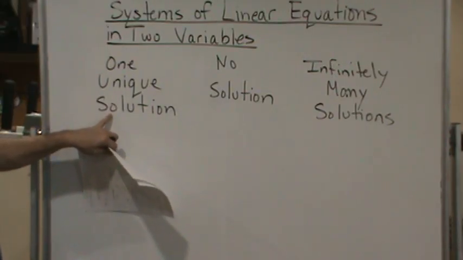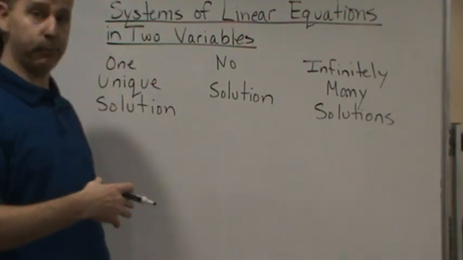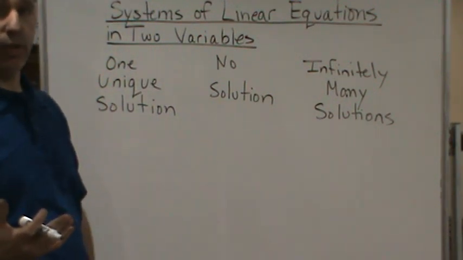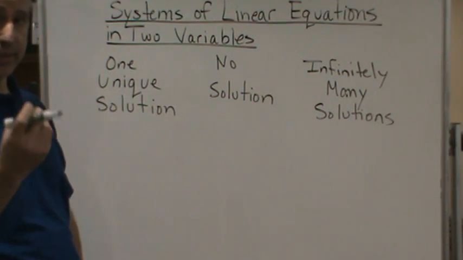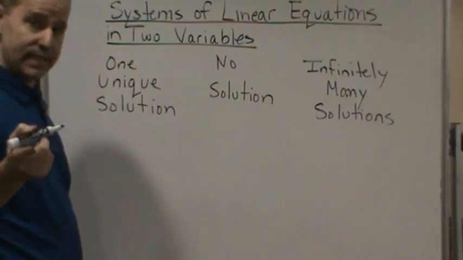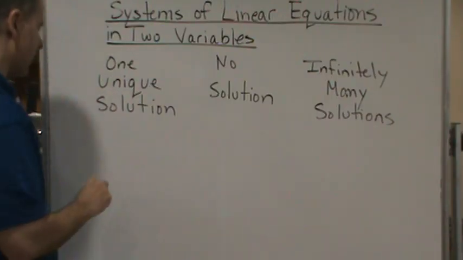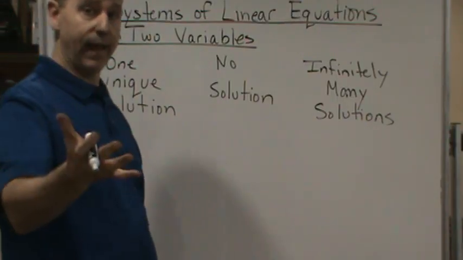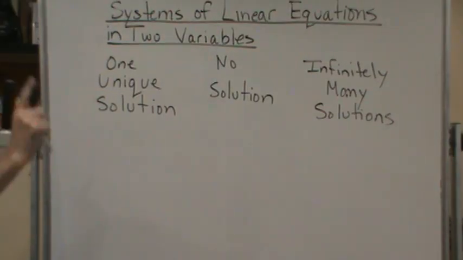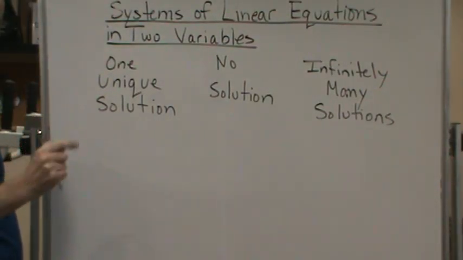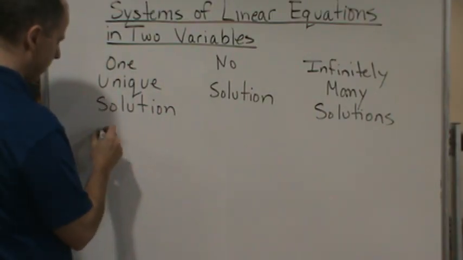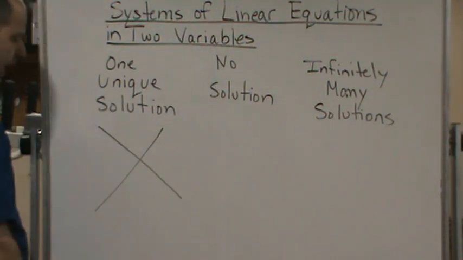One, you could get one unique solution, right? Just like in the last example, we tested that point. You might end up getting just one solution to your system. So one unique solution would be where the two lines intersect. In the previous example, we found that the first point was where the two lines intersected, and therefore there would be one unique solution, and that's where the two lines intersect.